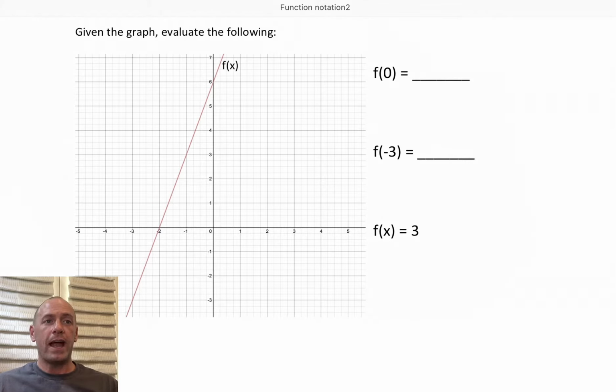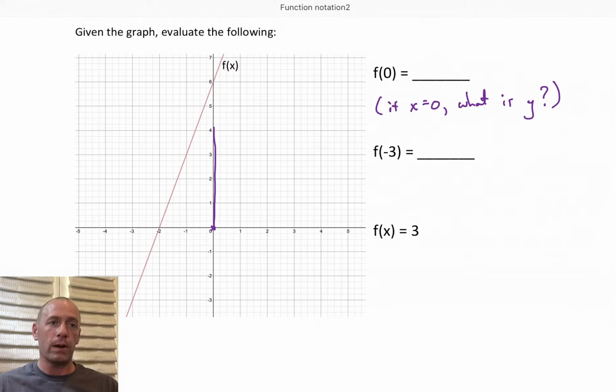So when I say f of 0, it's saying if x is 0, or your input is 0, what is your output, or what is the y value? So to do that, we find our input of 0, and then we follow it up until we hit the graph. The output would be 6. F of 0 equals 6 means that for an input of 0, your output is 6, or as an ordered pair, 0, 6.